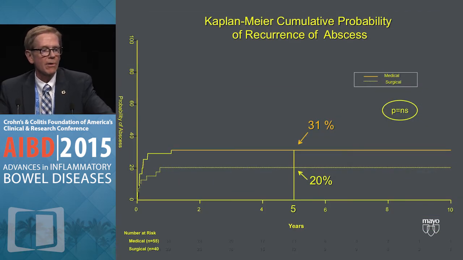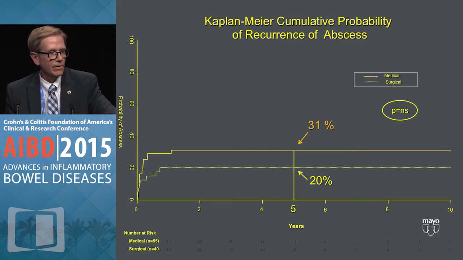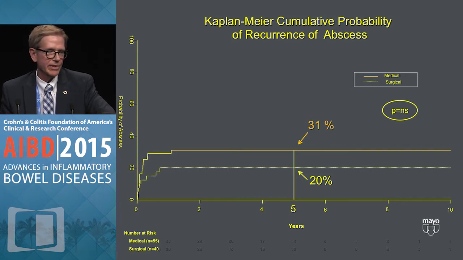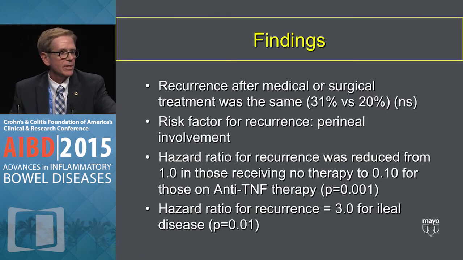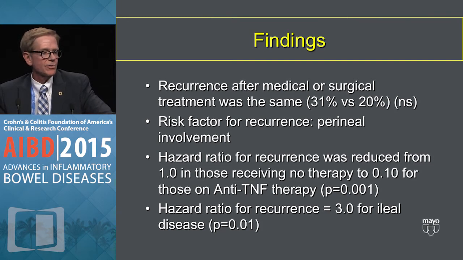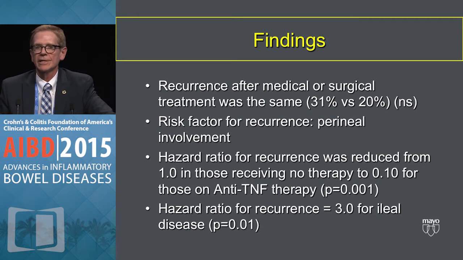Interestingly, the numbers are small, and so therefore the difference in recurrence rates between those who underwent medical management or percutaneous drainage alone versus those who underwent surgical management was, although an 11% difference, the numbers were tiny, 6 and 9, and therefore there was no significant difference. This study found that recurrence after medical or surgical treatment was the same, perhaps a type 2 error though. The risk factor for recurrence, they found, was perineal involvement. The patients had a perineal involvement at the same time as they had intra-abdominal abscess.